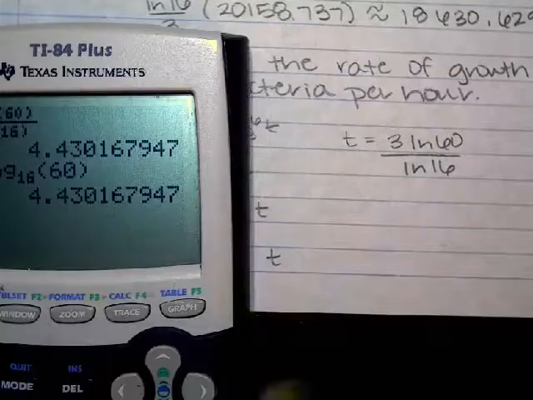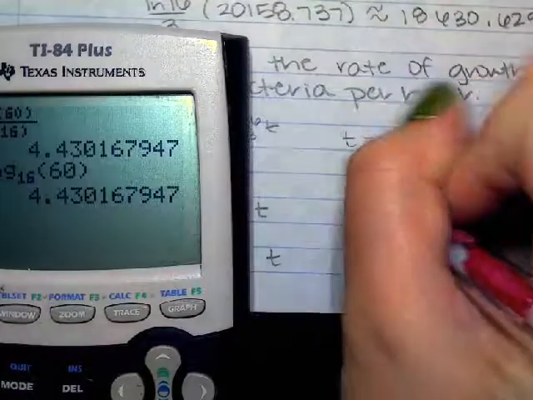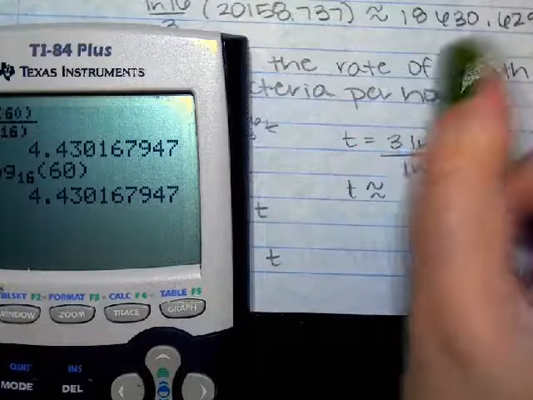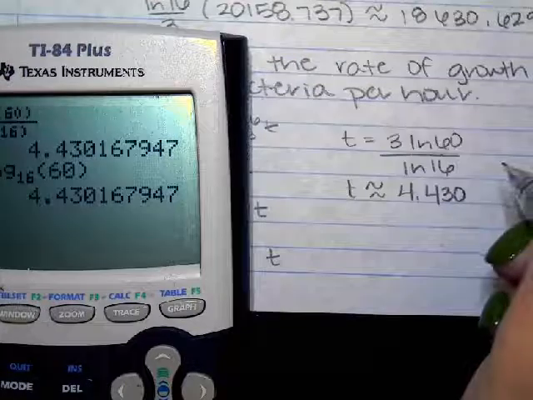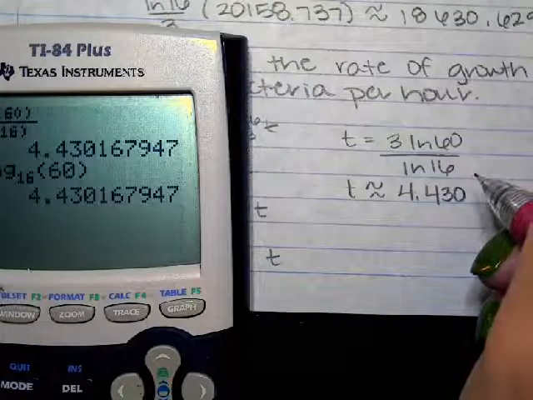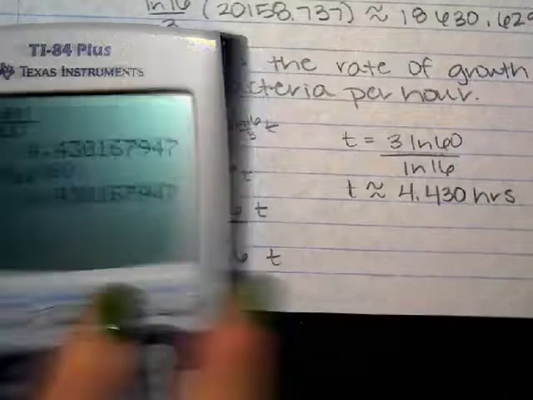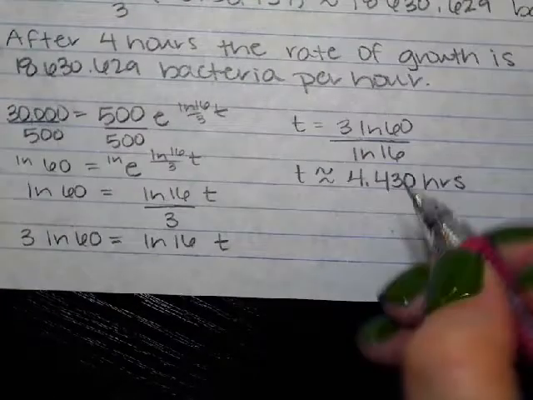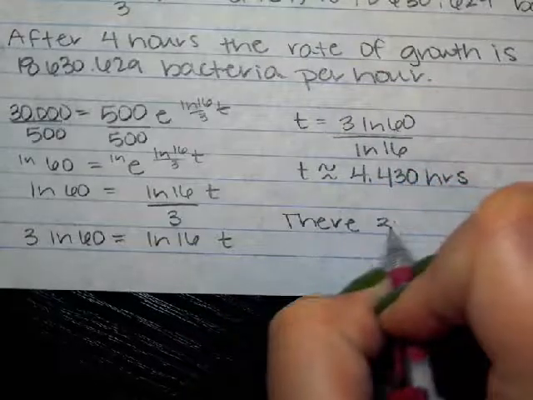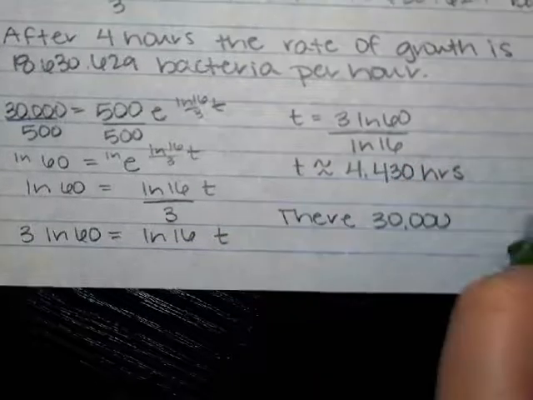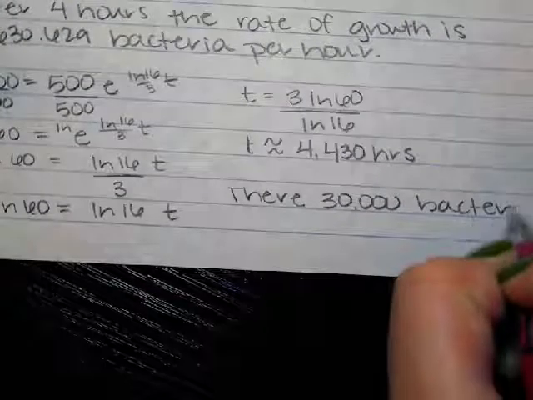All right, so it's 4.430. What are the units? Hours. Okay. There will be 30,000 bacteria in 4.430 hours.